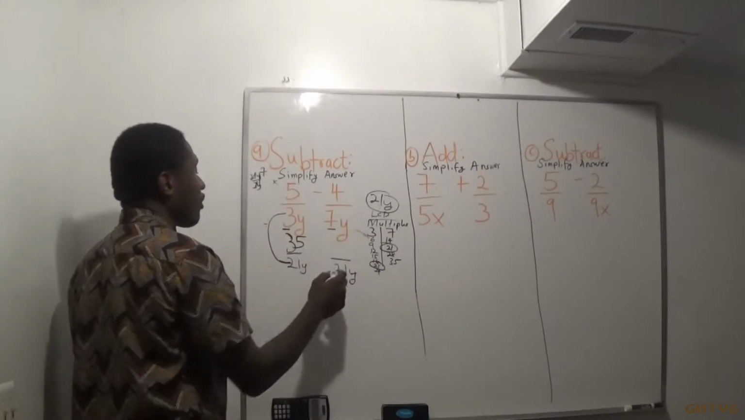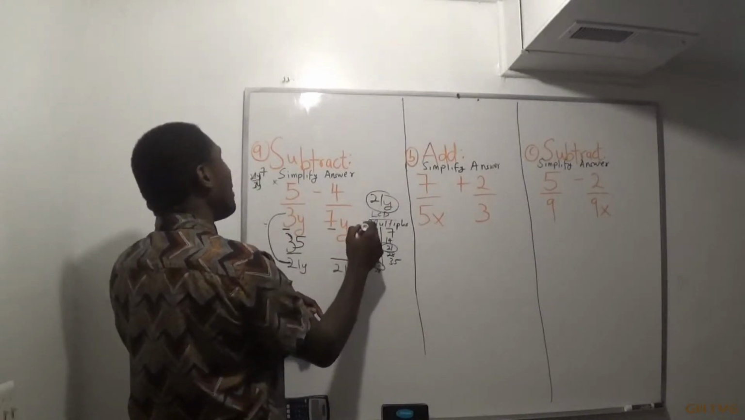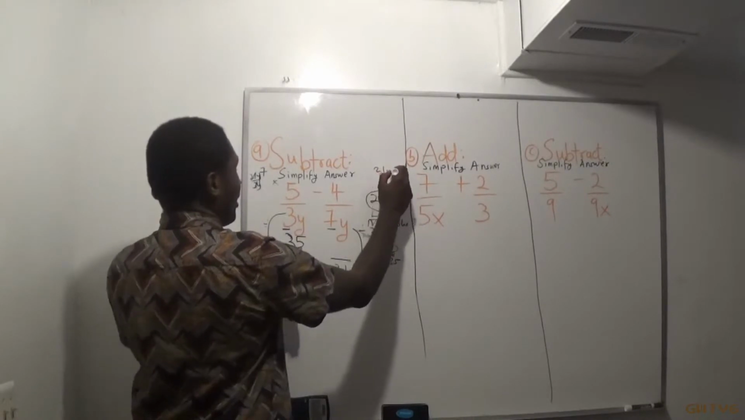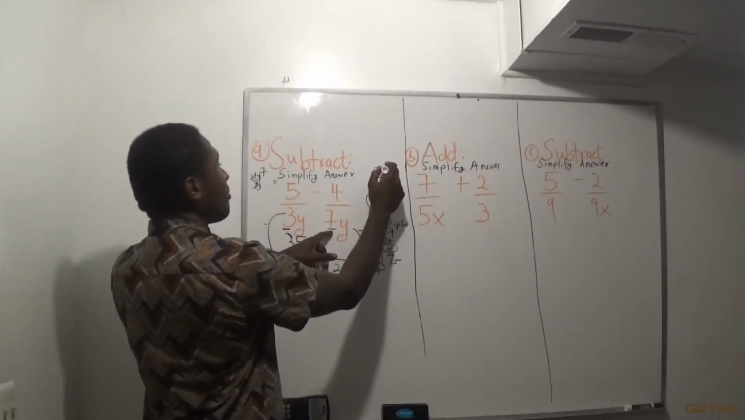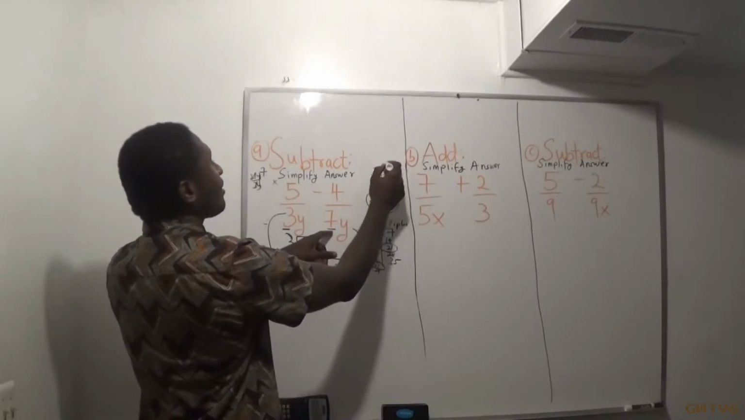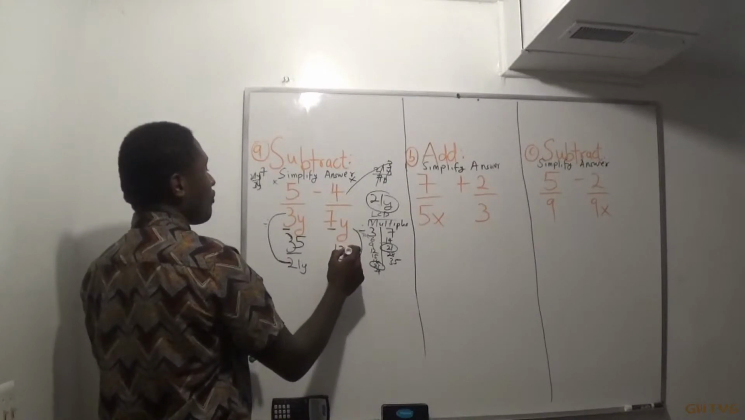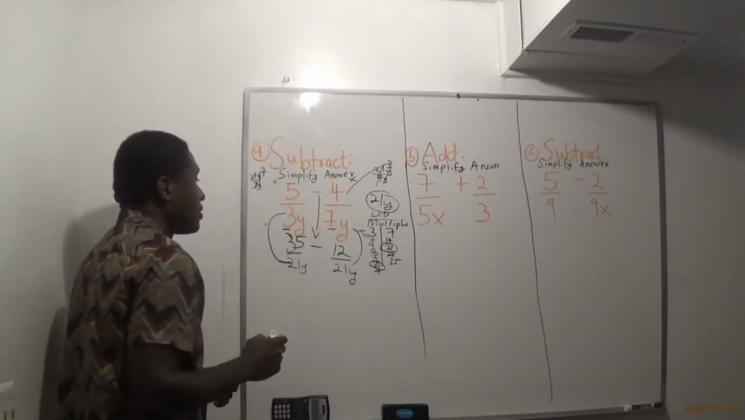And I'm going to do the other fraction. 21y divided by 7y. So I have 21y and I'm dividing by the 7y. The y's cancel. 21 divided by 7 is 3. And then that 3 times the numerator. So 3 times 4 is 12. And I'll bring down the minus sign.